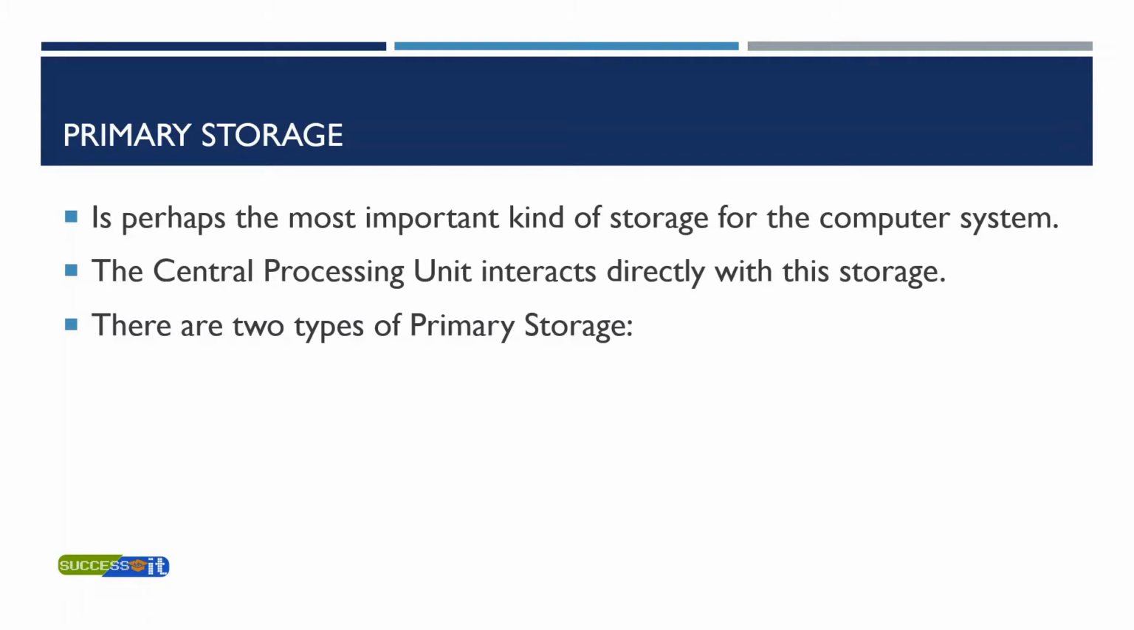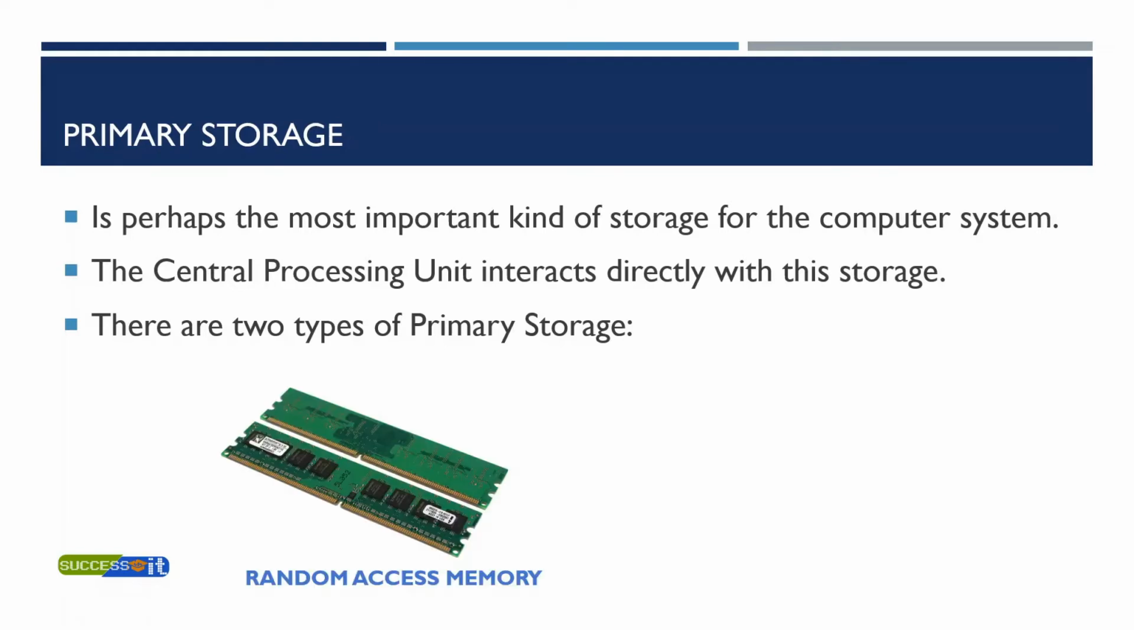Primary storage is classified again into two categories: random access memory, or RAM, and read-only memory, or ROM.